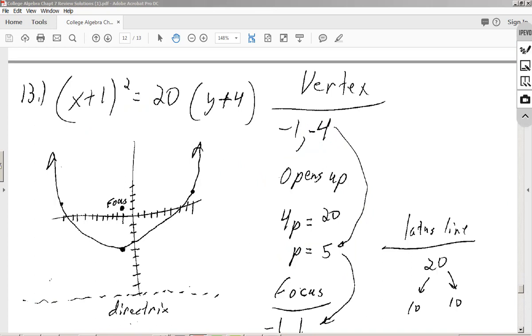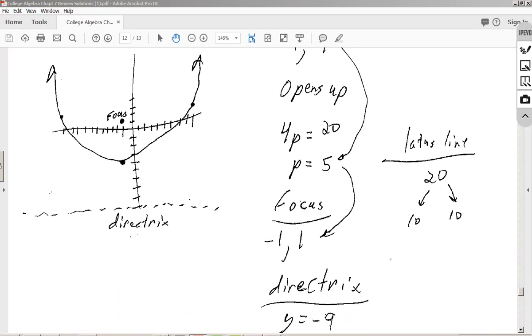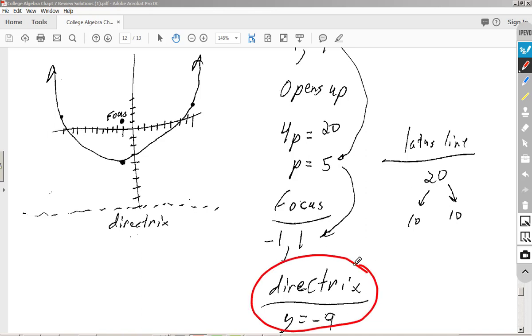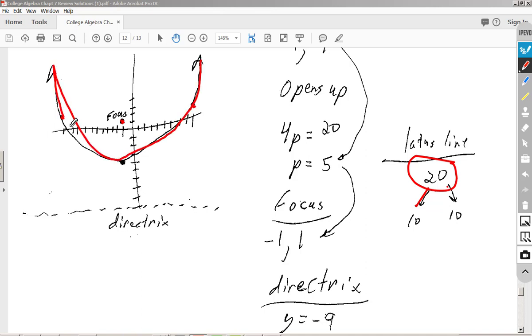So now that I've got my focus, I can find my directrix. My directrix is this line right here. So I went down 5 from the vertex, so my directrix is going to be at y = -9. Now your latus rectum is a total of 20, so move in each direction 10. That's what I did from my focus. I moved 10 in each direction, and that made it so I could draw my parabola accurately. So that's going to be the answer to number 13.